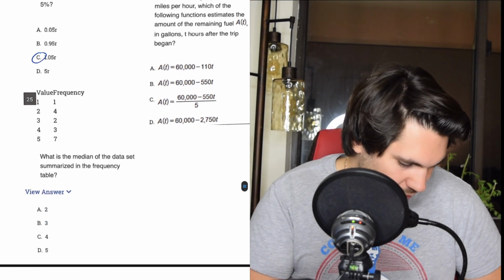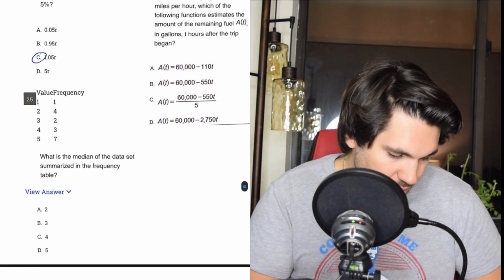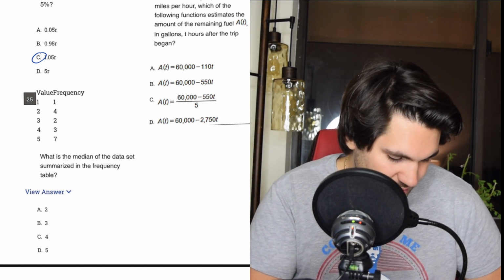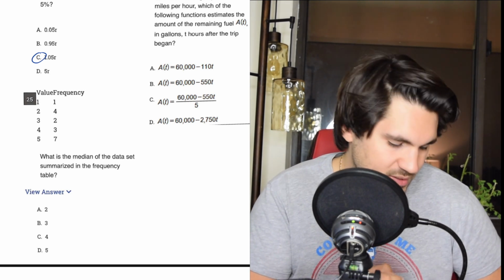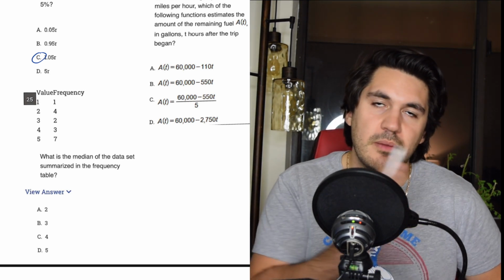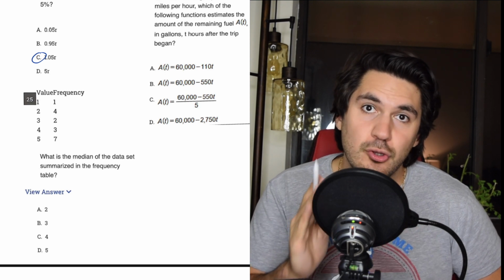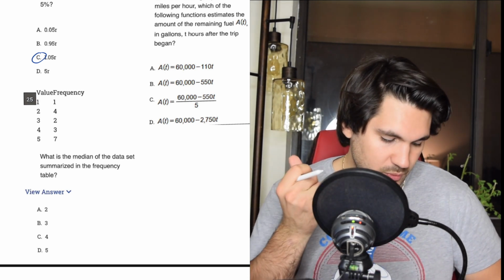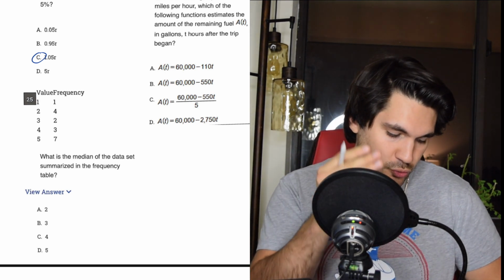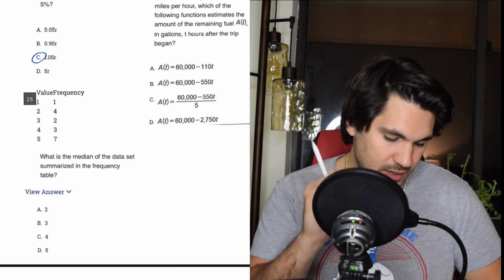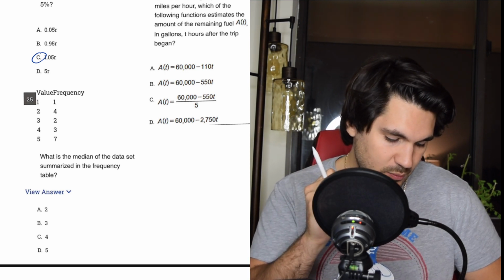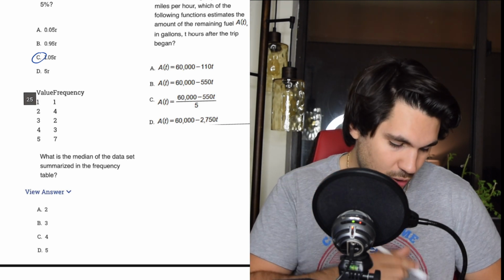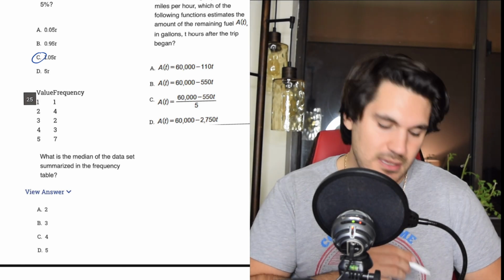Number 25, what is the median? Well, the median is the number that's in the middle. Let's see how many total terms we've got. 5, 6, 7, 8, 9, 10. So we have 17 terms. So the middle of the 17 terms, when you line them up from least to greatest, is going to be whatever the 9th term is. So the 9th term is going to be, well, let's see. 1 appears once. Then we've got 2, 2, 2, 2. So we're at 5. Then we've got 3, 3. That's a 7. Then we've got 4, 4, 4. 9. That's the 9th term. So our median is going to be C, 4.